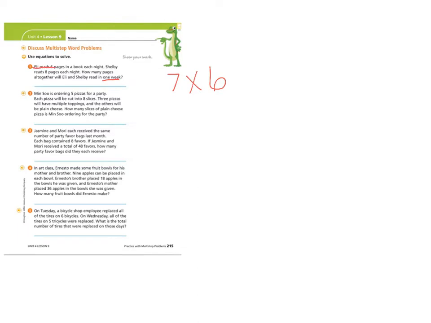Oops, it looks like I crossed it out, I'm sorry. There are 6 pages that Eli read, right? Plus 7 days in 1 week again, times the number of pages that Shelby read, which is 8, equals the amount of pages. So this is the equation for Eli. This is the equation for Shelby. So now we need to solve each part of that equation.